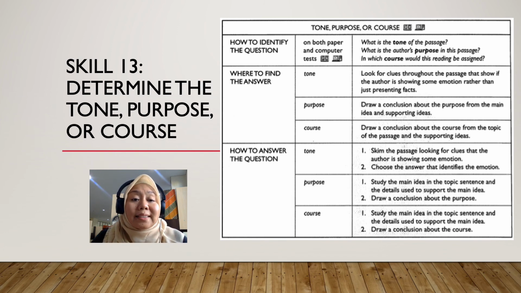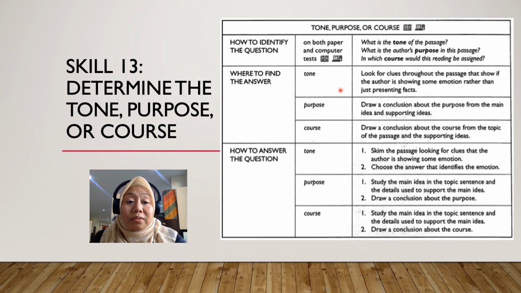All right. So basically, these are the variations of the question that you might find in a TOEFL test for determining the tone, purpose, or course. What is the tone of the passage? What is the author's purpose in the passage? Or in which course would this reading be assigned?